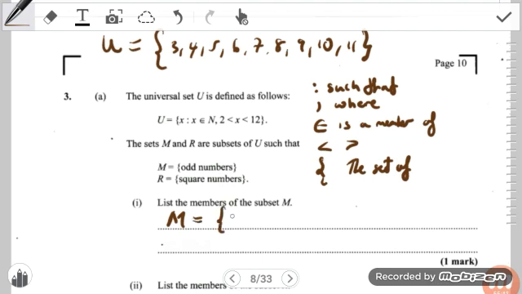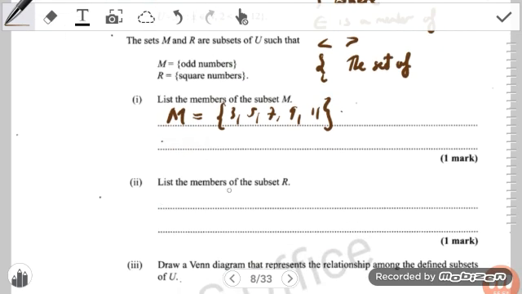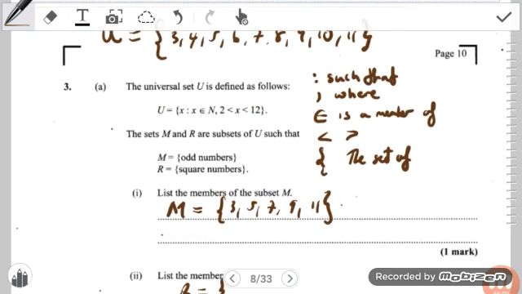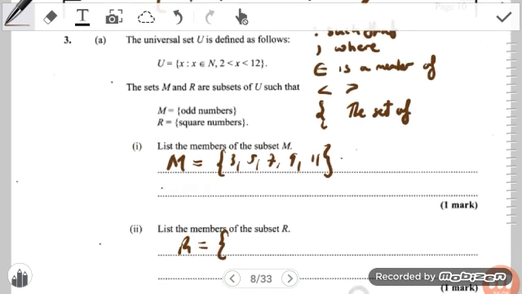They also said that you have to list the members of subset R. So R is equal to the set of square numbers. Square numbers are numbers that have a factor that when squared will give you the result of the number. Earlier we recognized that 4 is equal to 2 squared, 9 is equal to 3 squared, and that's it. There's no more square numbers from that set. So that's 1 mark each.